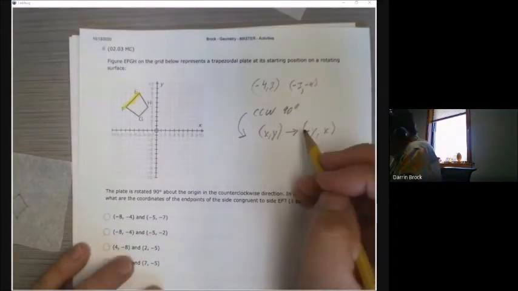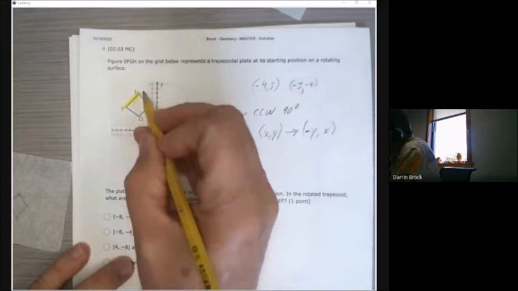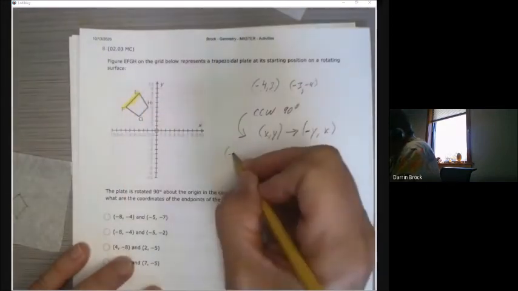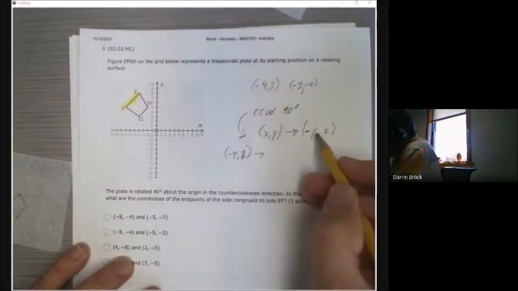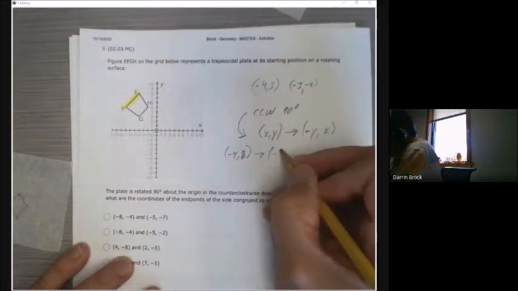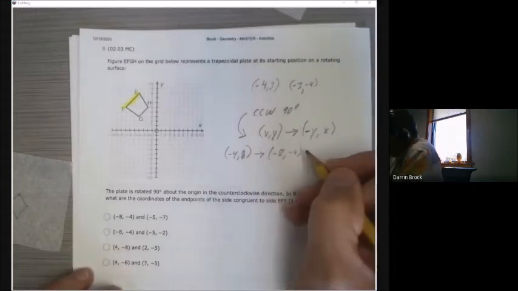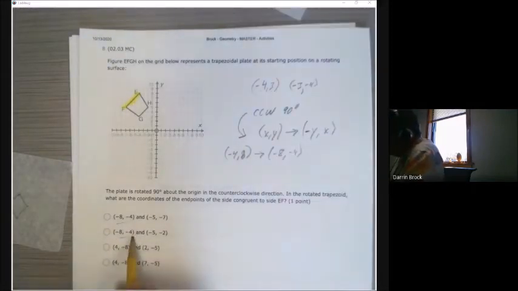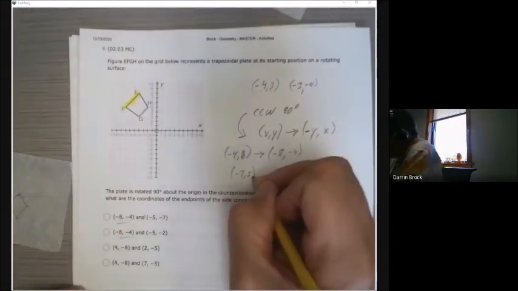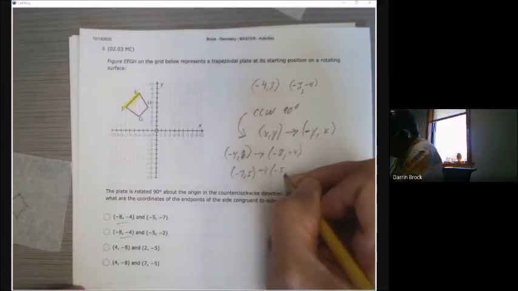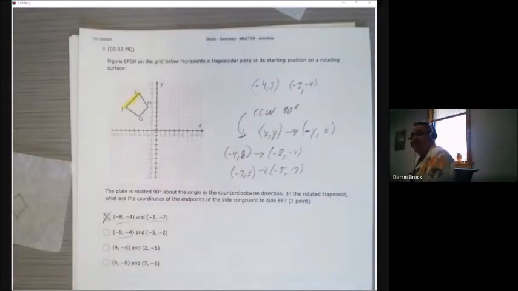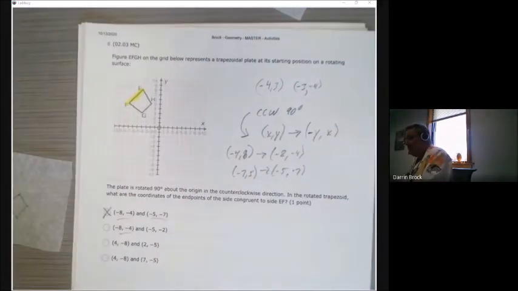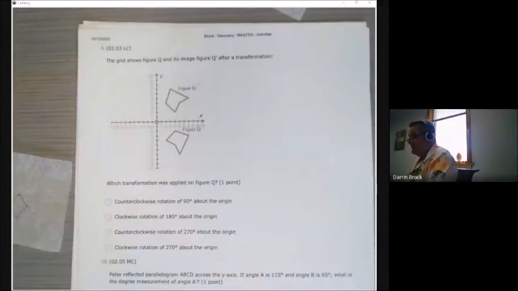Take advantage of it. So E starts out at -4, 8, which using the rule means the y is going to change to the front and become negative. It's going to be at -8, -4. Okay, so it's going to be one of these two. F is at -7, 5. So it's going to be at -5, -7. There we go. There is our answer. All right. Doing well. We're over halfway through.